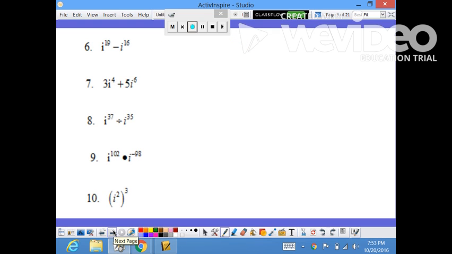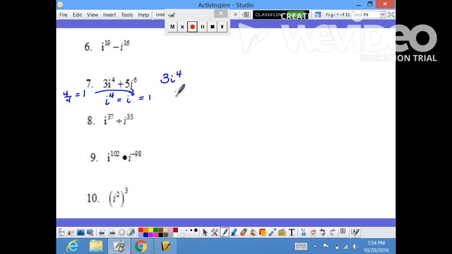Question number 7, you have 3i to the power of 4 plus 5i to the power of 6. Again, you can't just add those. You have to make sure that they are like terms in order to add them together. So let's try to clean up these i's here. Let's work with the 3i to the power of 4. We know that i to the power of 4 is the same thing as i to the power of 0, or if you took 4 and divided by 4, you just get 1 with no remainder. So i to the power of 0 is just 1.